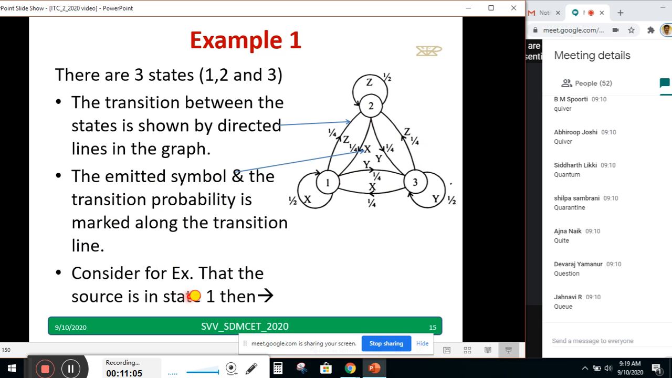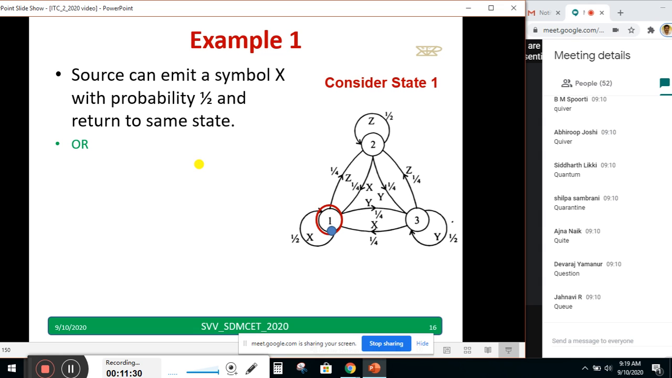Consider an example that the source is in state 1. We will discuss considering state 1. Just read it once. Okay, let us go to the next slide. Anyway, we are going to discuss this diagram for a longer time. Even if you have some doubts, no problem, keep them with you. It will definitely be clarified.